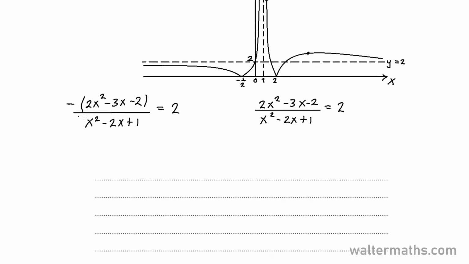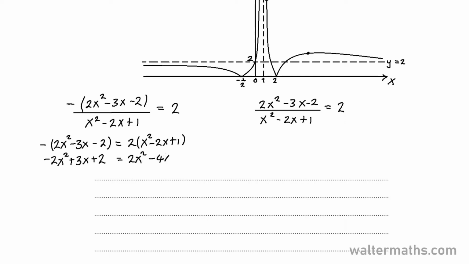Okay, so let's start with the first one. Multiplying both sides by the denominator, we'll be having minus of (2x squared minus 3x minus 2) being equal to 2 of (x squared minus 2x plus 1). So that's minus 2x squared plus 3x plus 2 being equal to 2x squared minus 4x plus 2. Now we're going to take everything on the left side to the right side. So we'll be having 0 here.